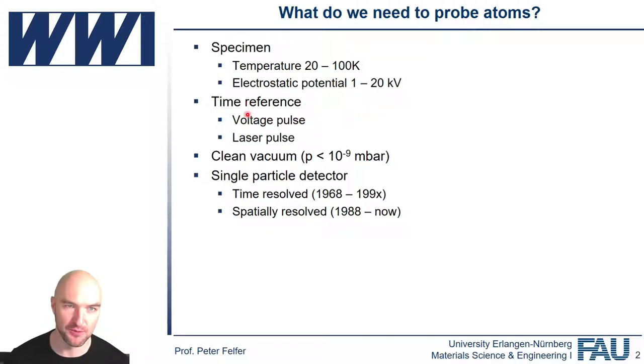Then you need a time reference, so we need a voltage pulse or a laser pulse. Then we need a clean vacuum, and that's usually the one thing that jumps at you right when you look at the atom probe, because most of what you see is the vacuum system. And we need a single particle detector, which is either time resolved for a 1D atom probe. We're not going to look into that too much because it's actually relatively trivial. It's just an MCP and an anode behind it. But these days we're going to look at spatially resolved detectors and specifically delay line detectors, because all atom probes currently in operation use delay line detectors. I don't know of a single atom probe right now that's not using a delay line detector.